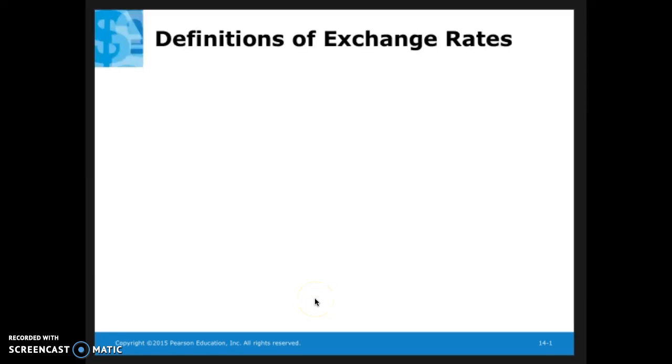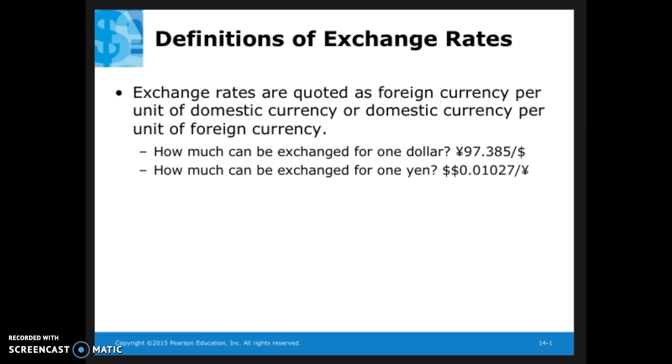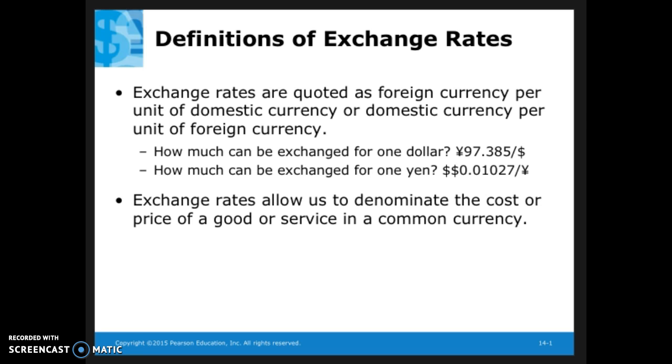Okay, class, today we're going to be talking about exchange rates. So first off, it's a quote of foreign currency per unit of domestic currency or domestic currency per unit of foreign currency. So how much can be exchanged for $1 or how much can be exchanged for 1 yen. These allow us to denominate the cost or price of a good in a common currency.